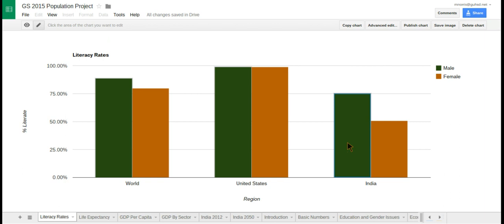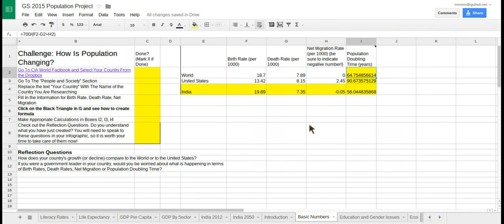So the two places we looked at to grade were first off in basic numbers. When you go to basic numbers, we went to the population doubling time. And again, the formula was 700 divided by the total of your birth rate minus your death rate plus your net migration. It's very important that you take your birth rate minus your death rate plus your net migration, and you answer that equation first before you divide 700 by that answer.